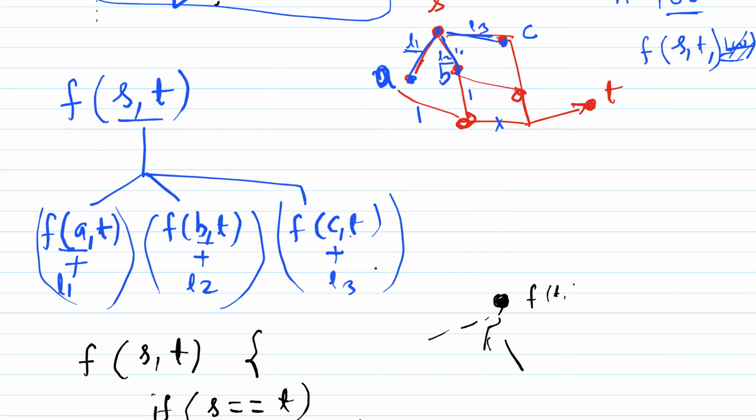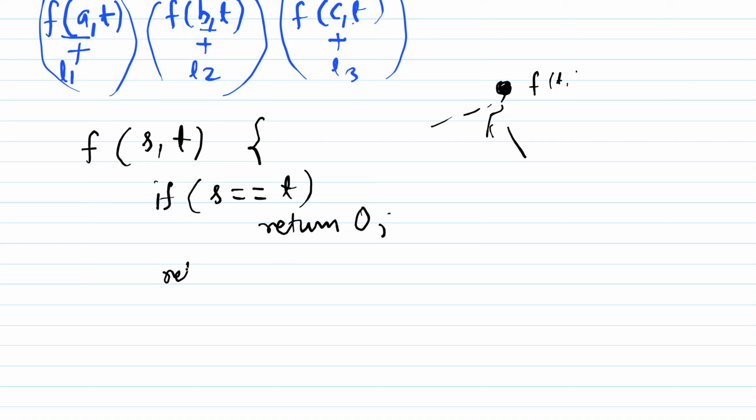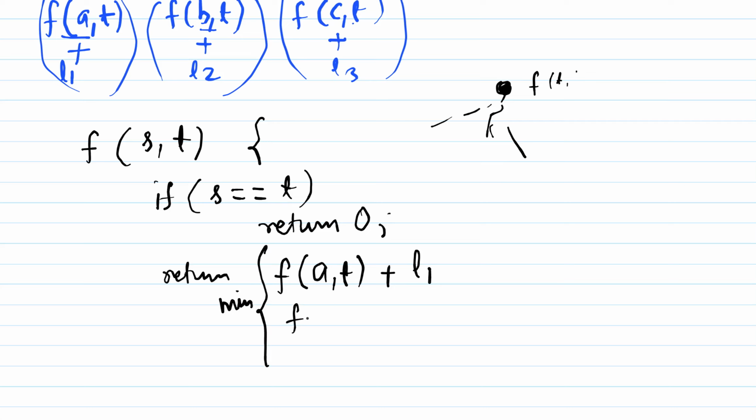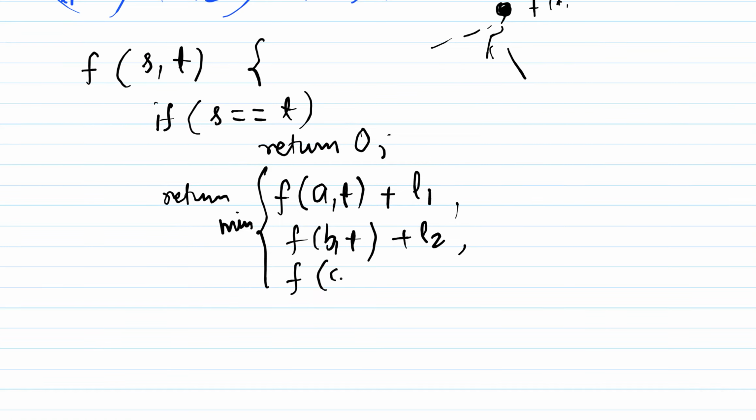Now from S we can go to A, B or C. So otherwise return F(A, T) plus L1, or rather we should write min of these 3: F(B, T) plus L2 and F(C, T) plus L3. So min of these 3. So this F is expressed in terms of other F's. So this is a recursive relationship.